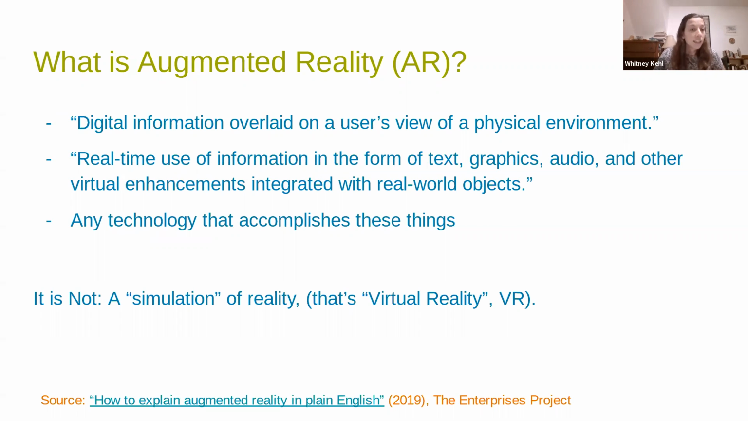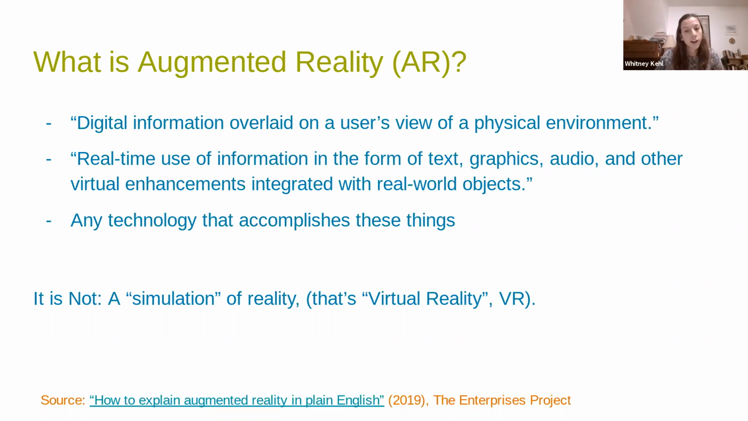Augmented reality is defined as digital information overlaid on a user's view of a physical environment. Said in another way that gives a little bit more detail, we could call it real-time use of information in the form of text, graphics, audio, and other virtual enhancements integrated with real-world objects. And it's any piece of technology that accomplishes these things.